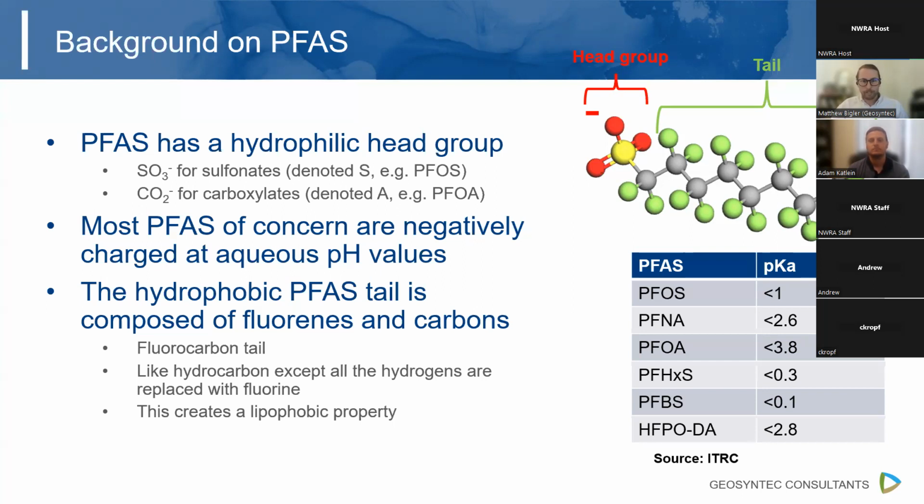The other portion of the PFAS molecule, this tail that's denoted, is composed of fluorines, which are the green circles, and carbons, which are the black or the gray. And this is what we call a fluorocarbon tail. This is very similar to a hydrocarbon tail, except all the hydrogens in our hydrocarbon are replaced with fluorines. And this creates a hydrophobic tail, but by replacing all these hydrogens with fluorines, we also create this lipophobic property, so it doesn't dissolve well in oils either. And that creates the unique property that makes PFAS really good for all sorts of things, including AFFF application, use in these firefighter foams.